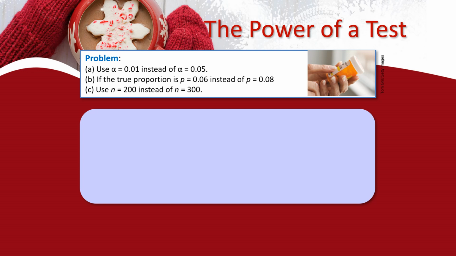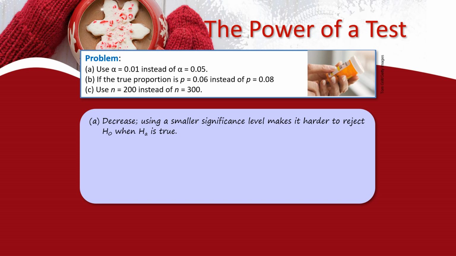Okay, let's bring it back. Maybe you were just thinking in your head, maybe you shared it out loud. Okay, so what would happen? Using a smaller significance level makes it harder to reject the null when the alternate is true, because it's harder to reject. So the power decreases.